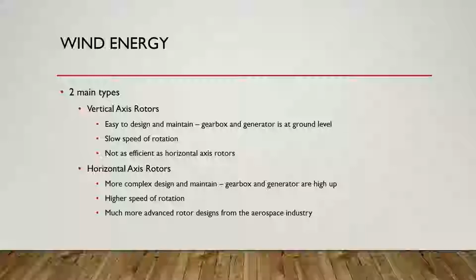There are two main ways to generate energy from wind. There's a vertical axis rotor and there's a horizontal axis rotor. Vertical axis rotors are easier to design and maintain, primarily because the gearbox in the generator is at ground level. They have a slower rotation speed and they're not as efficient as horizontal axis rotors.